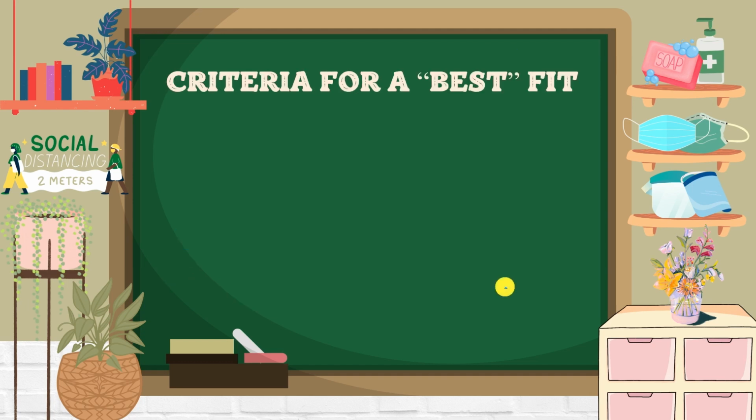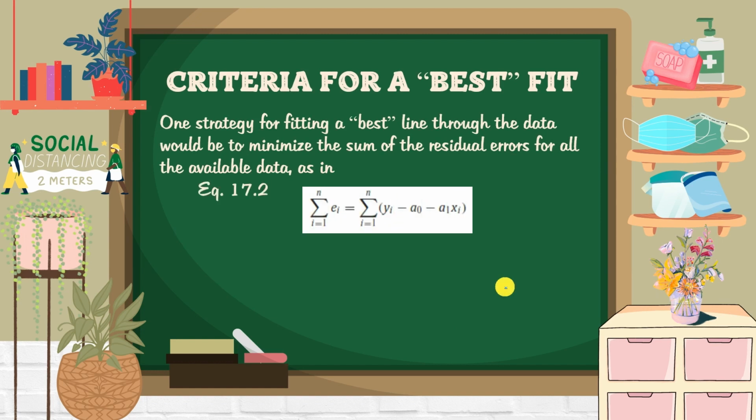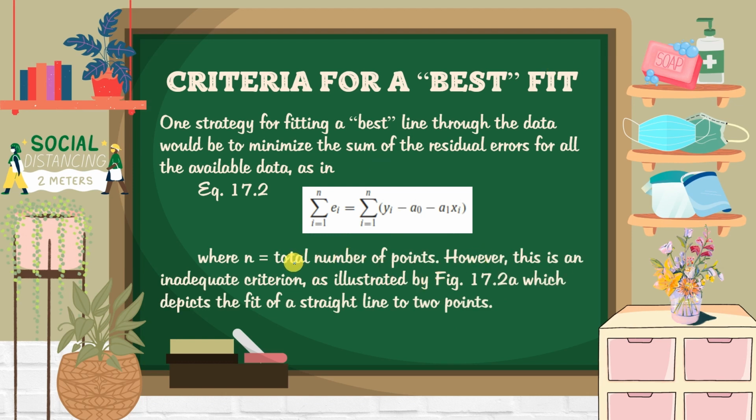So, criteria for a best fit. One strategy for fitting a best fit line or the best line through the data would be to minimize the sum of the residual errors for the available data set as in equation 17.2, where n is the total number of points.